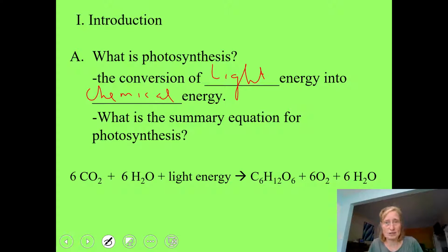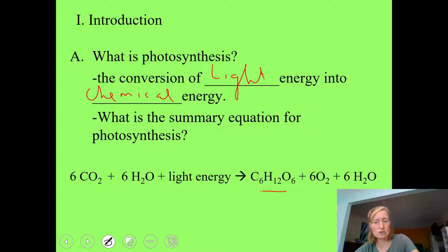Photosynthesis doesn't happen in a one-step process. It's a multiple-step process with complex components, but we can summarize it. So here's our summary. Let's look at this summary equation. 6 carbon dioxide plus 6 water are needed, and light energy, to make C6H12O6. Oh, hey, that's sugar, glucose, right? Plus oxygen. Hey, there's our happy byproduct of photosynthesis right there.